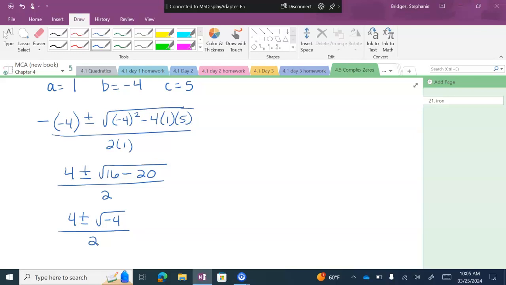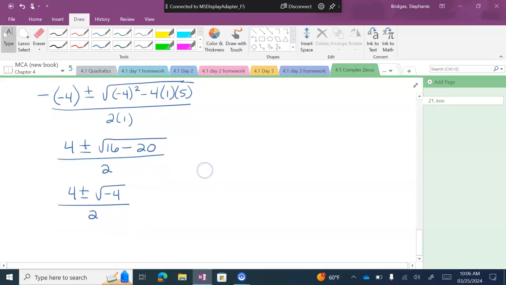Well, first of all, there's a negative under it, so I can pull out the i, and then check the number. Is 4 a perfect square, or can it be simplified with a perfect square? It is a perfect square, right? So we're going to go 4 plus or minus. This square root of -4, the whole thing, simplifies to be 2i.